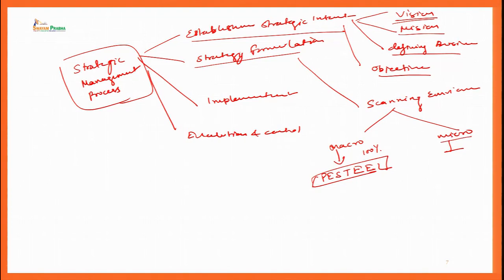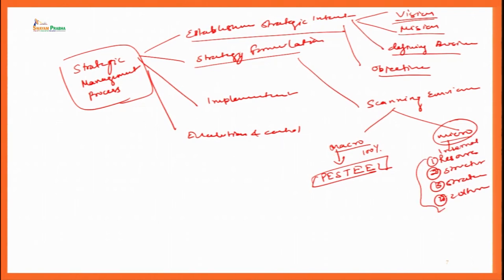Whereas in the case of micro environment, we say micro environment is talking about resources, structure, strategy, and fourth is the culture. So this is the micro environment, which is actually related to your internal environment, and macro environment is absolutely an external environment. This internal environment is going to be assessed on the basis of the resources that you are holding. Is it valuable enough to invest in those resources or not?